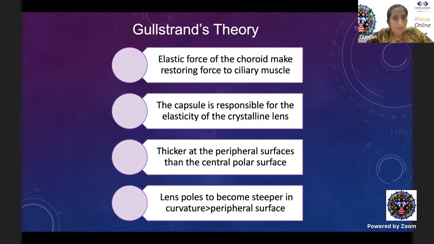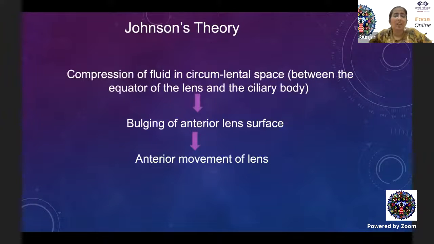Now, Gallstrand's theory is another one which states that the elastic forces of the choroid provide the restoring force to the ciliary muscle, and the lens, being thicker at the peripheral surfaces than in the central polar surfaces, becomes steeper in curvature at the center as compared to the peripheral surfaces.